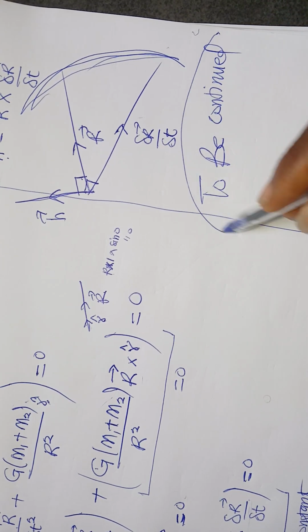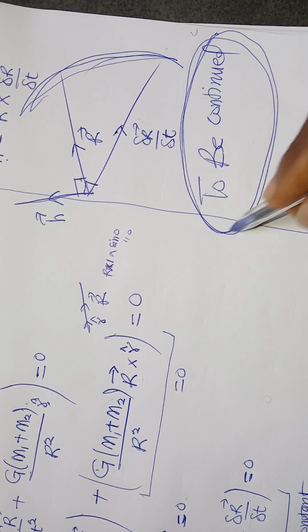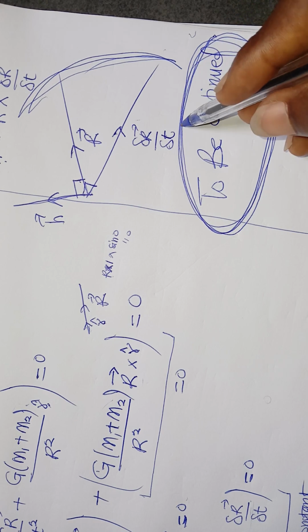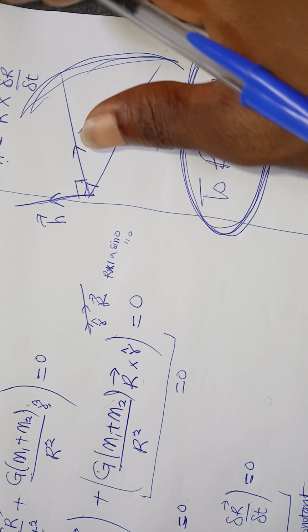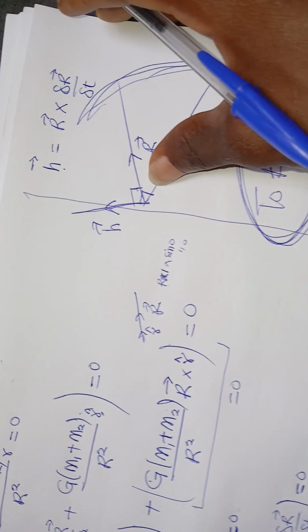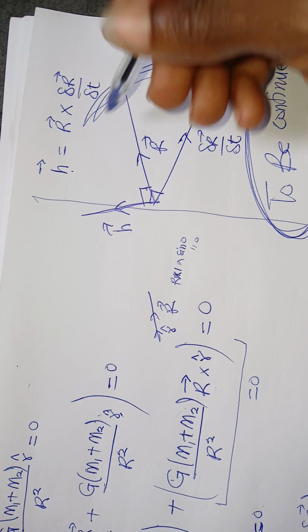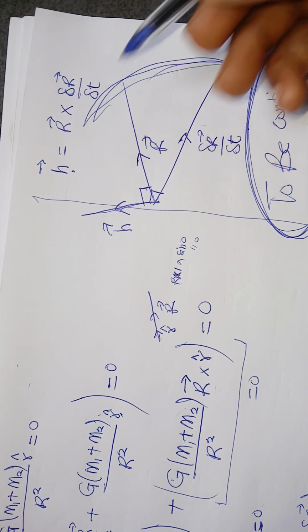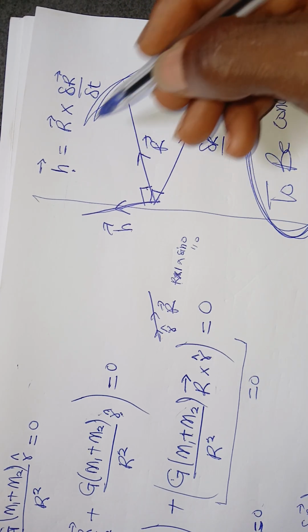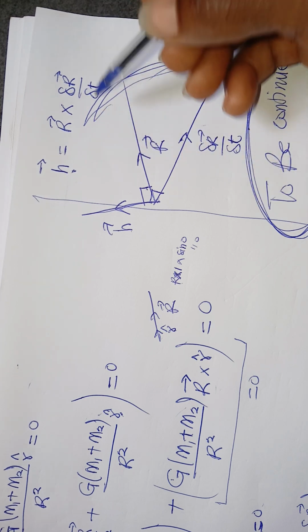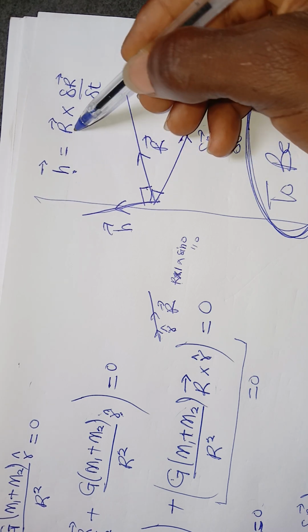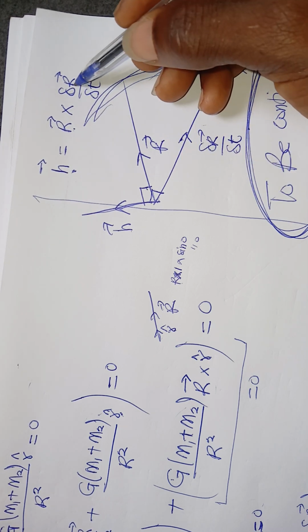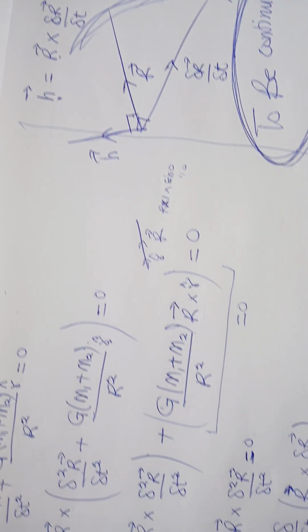We are going to continue this in the next episode. Watch out for the next episode as we end the proof of Kepler's first law. Now we have reached the part where we have got a constant vector in the revolution of the planet around the sun. That constant vector is h, which is defined as the cross product of the position vector r and dr dt. Stay tuned.